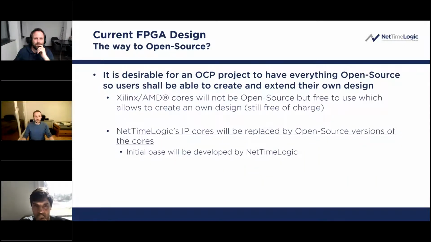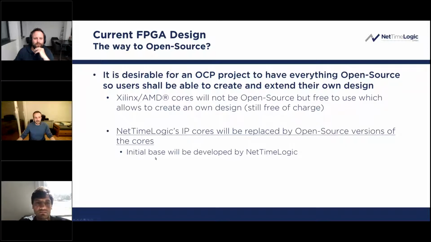But now let's talk a bit about how the way to open source could look. For us, it's fully clear that it makes sense for the OCP project to have open source space as well for the FPGA, to allow the users to extend the design, to create their own designs, to modify something, integrate more timestamps or whatever they need. The Xilinx cores will also not be open source, but at least free to use. So that's quite easy and straightforward. They can be integrated in a block design, and all is good.